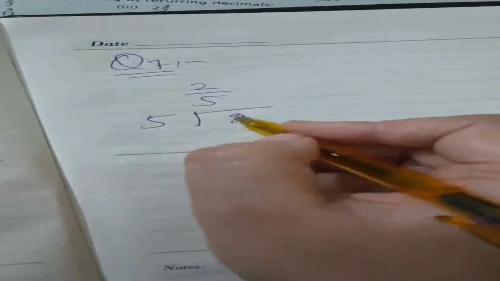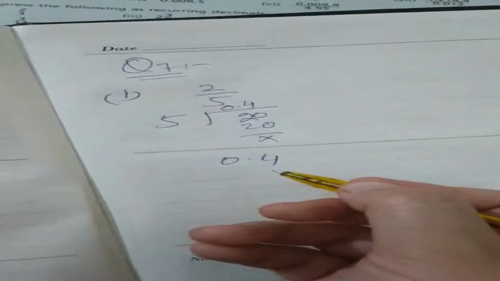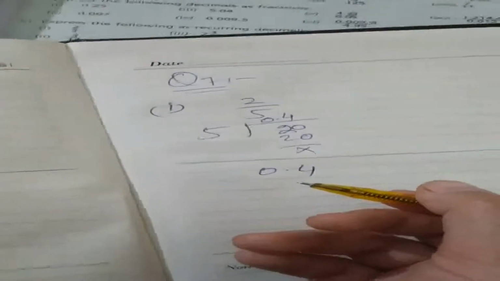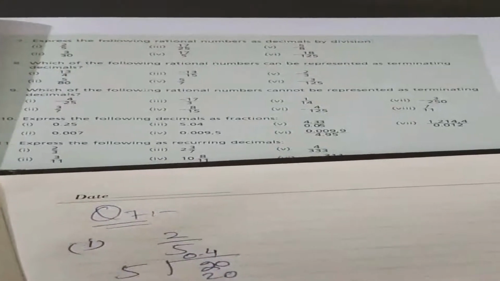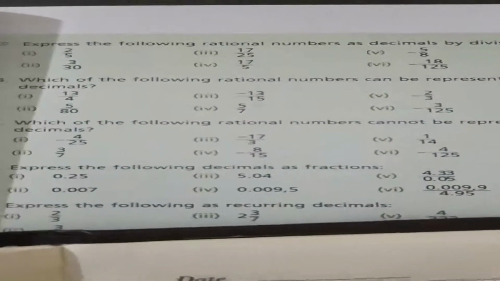Question number 7. The first rational number is 2 by 5. Just divide it by putting the numerator inside and the denominator outside. 2 is smaller than 5 and it will not come in the table of 5, so I am putting 0 here. Now 20 will come in the table of 5. 4 5s are 20. So this is quite a simple question. Just divide it and you will get the answer in decimal form. There is no need to do anything else. Similarly, do its parts 2, 3, 4 and 6.